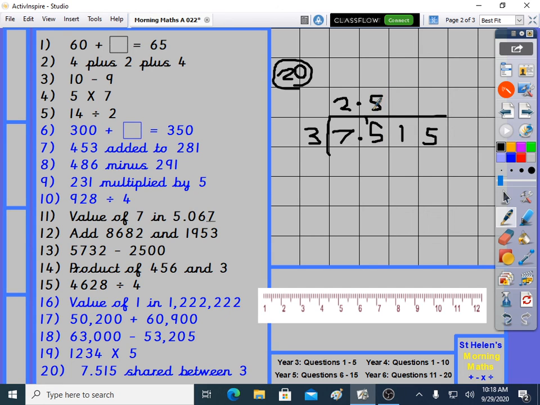That's 5. How many 3s in 1? 3 doesn't fit into 1. So carry on the 1. How many 3s in 15? 3, 6, 9, 12, and 15 is 5. 2.505. Time for the answers.